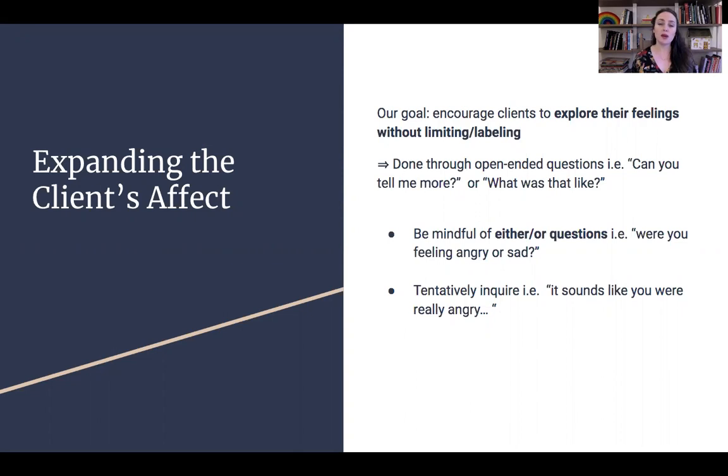And we want to be mindful in this process of either-or questions. That can feel really limiting. And sometimes our clients will be more guarded. They won't want to enter this process of exploration with us. So we may need to be a little more directive. And in this case, we would tentatively inquire something like, it sounds like you were really angry. It sounds like you were sad, things like that.